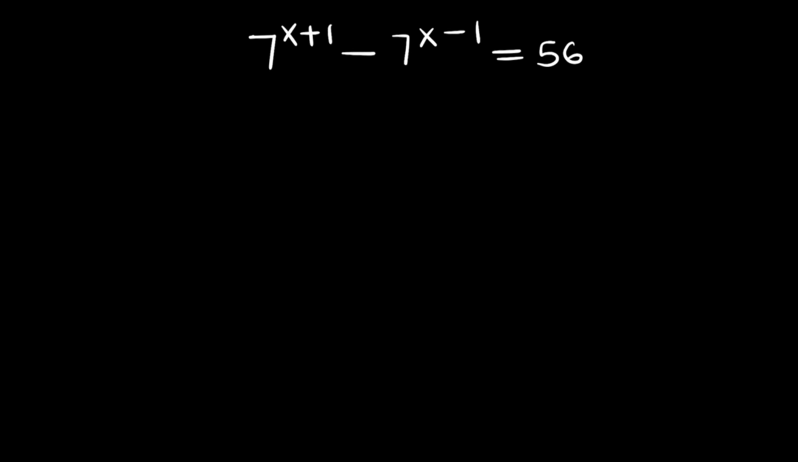In this video we are required to solve for x given 7 raised to power x plus 1 minus 7 raised to power x minus 1 is equal to 56. The solution to this problem will involve various techniques including simplification of exponents as well as using logarithm to evaluate for the value of x.